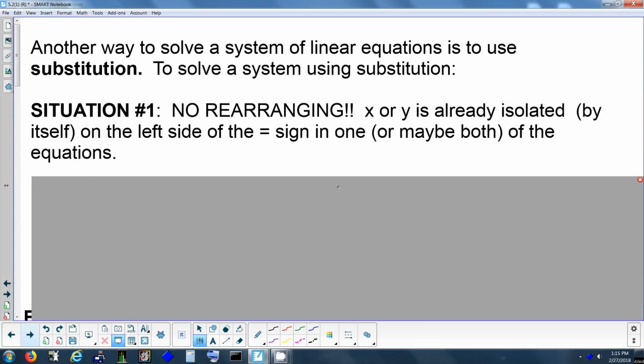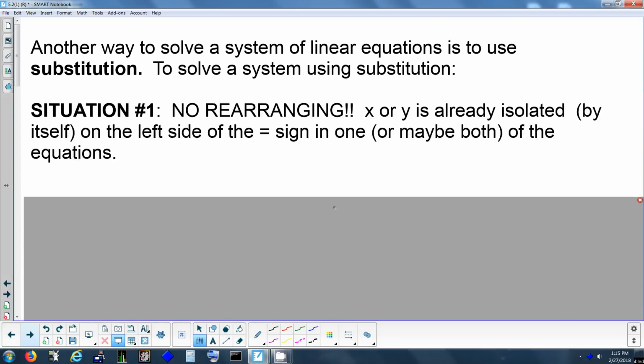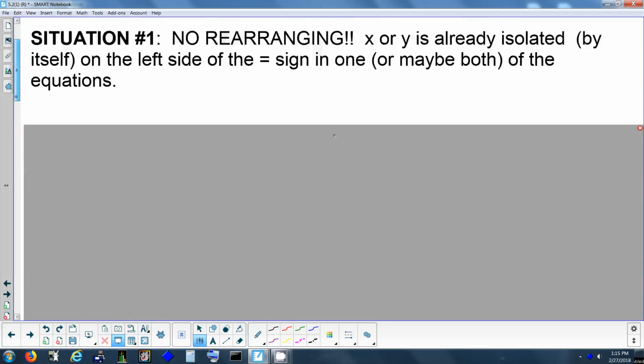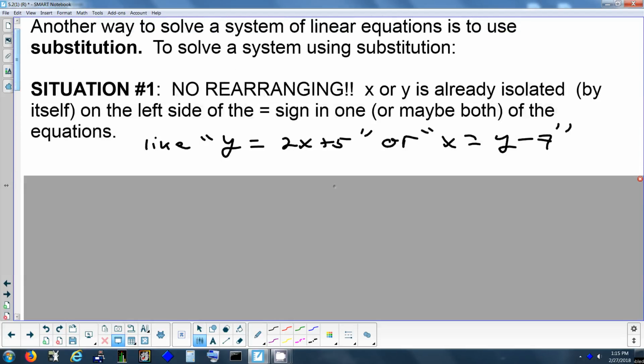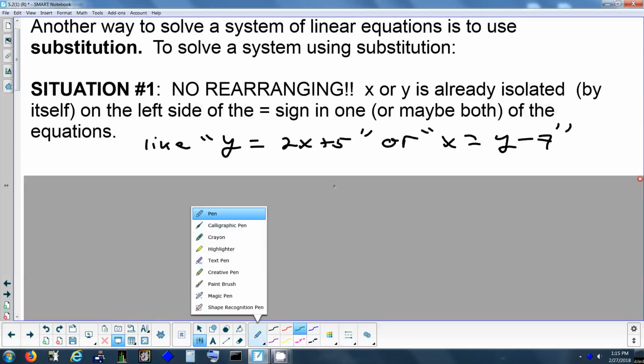Nothing to rearrange. So guys, the first one is situation one, you're going to write this down, but there's no rearranging. What that means is x or y is already going to be isolated. That means it'll be like y equals 2x plus 5, or x equals y minus 7. That's an example. This is an example of y being isolated. That's an example of x being isolated. Isolated means it's by itself on the left-hand side of the equal sign, and there's no number attached to it.